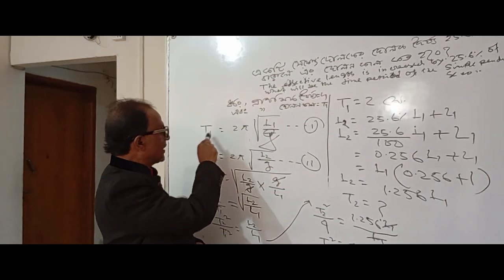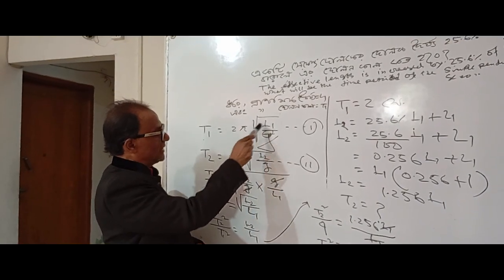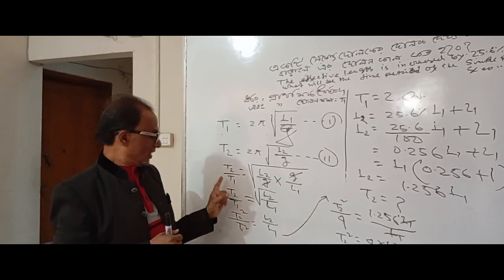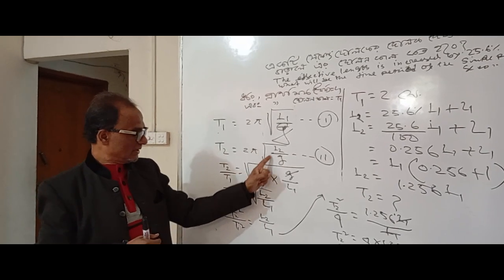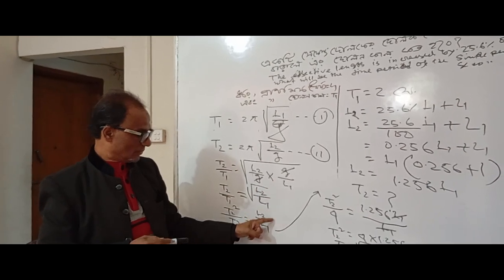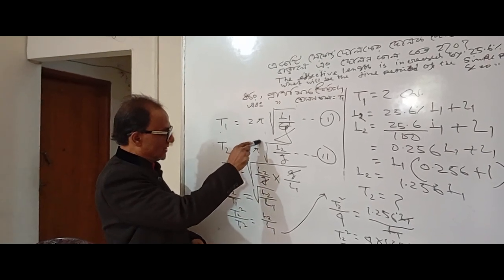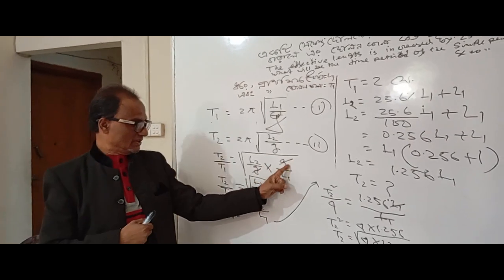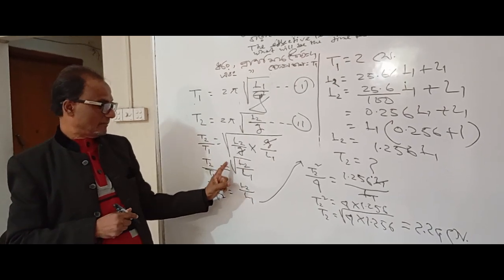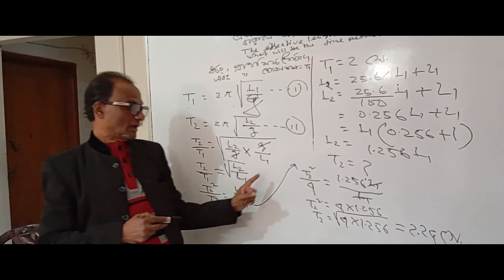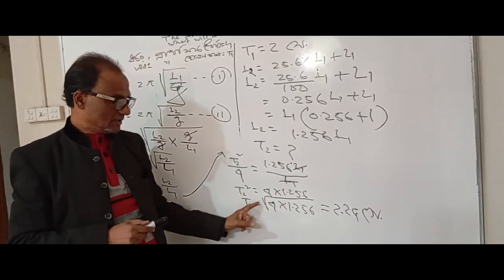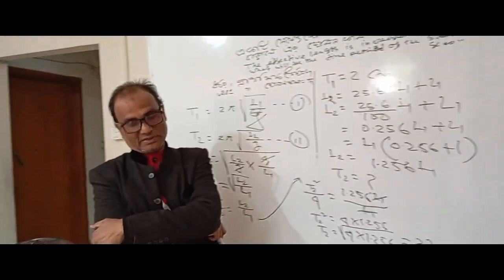So T1 equals 2 pi root of L1 by G, and T2 equals this with L2. If we divide T2 by T1 in this way, we can cancel 2 pi and 2 pi on both sides, so we will have this. G is canceled by G, so we will finally have root of L2 by L1. Now putting in the values, we will finally have 2.24 seconds.